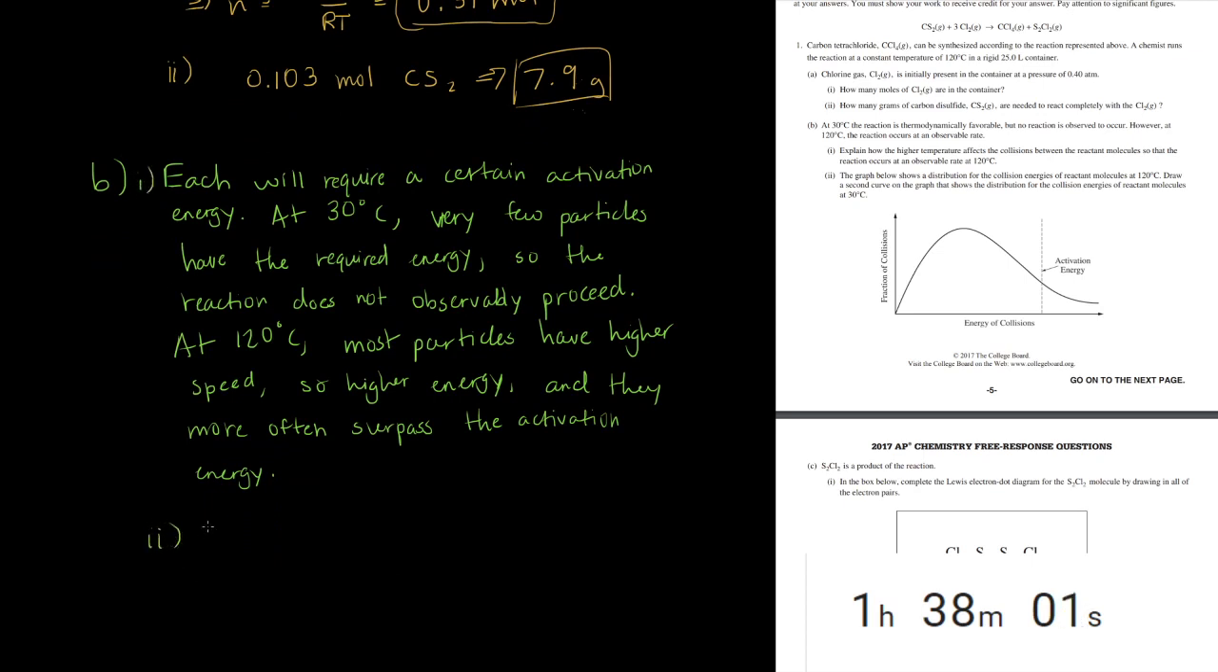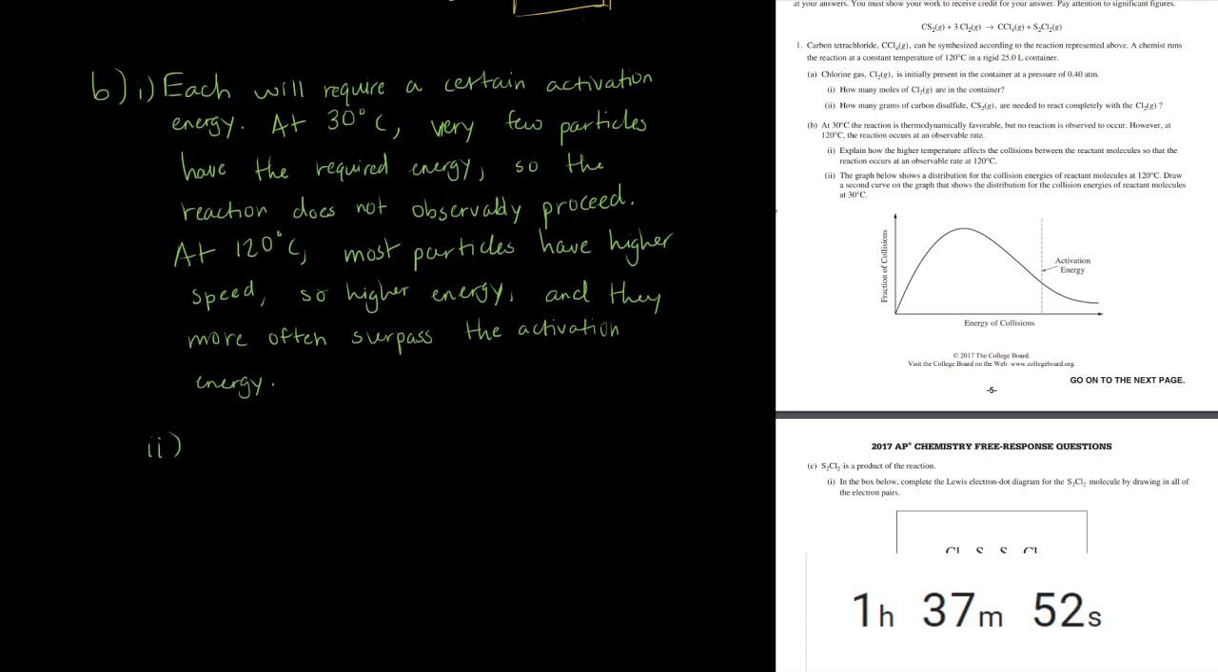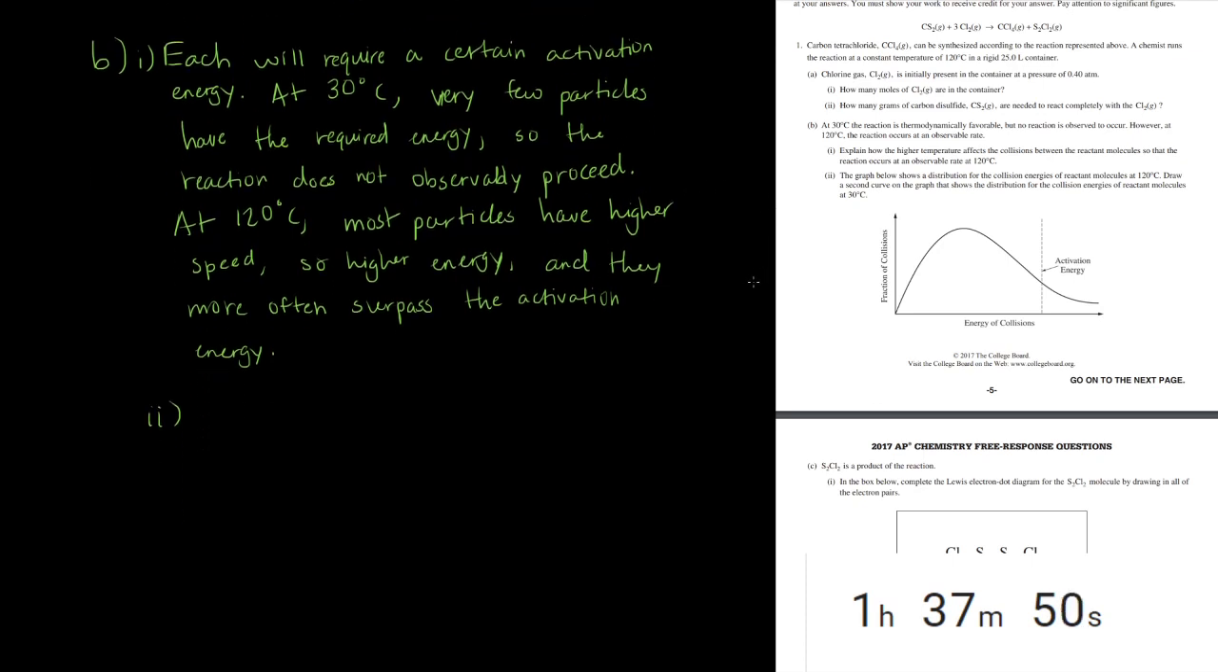Aye. Okay, the graph below shows a distribution for the collision energies of reactant molecules at 120 degrees Celsius. Draw a second curve on the graph that shows the distribution for collision energies of reactant molecules at 30 degrees Celsius. Okay, so let me get my graph color. This is the fun part about doing this without printing it out. It means that I have to draw the original graph as well.